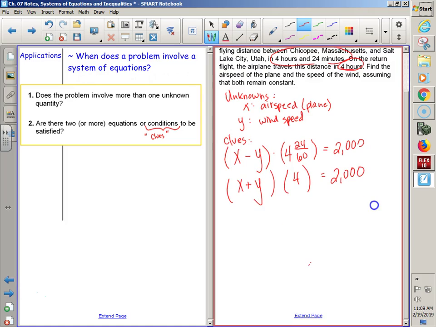So you guys help me out just a little bit. Can someone divide 2,000 by 4 and 24/60ths? P.S. In your calculator, you can do 4 plus 24 over 60. You'll totally get what I'm talking about. So all of this leads us to the system. x minus y is equal to, what's 2,000 divided by 4 and 24/60ths?